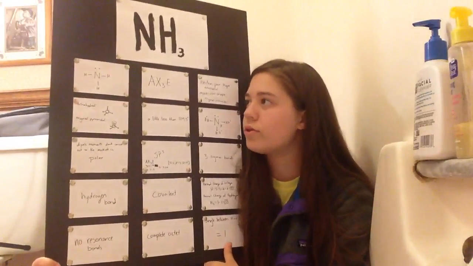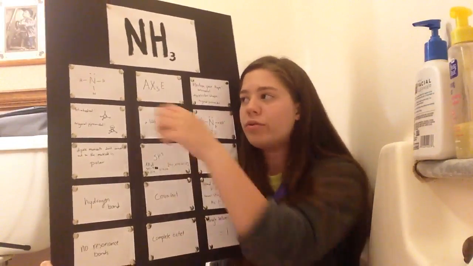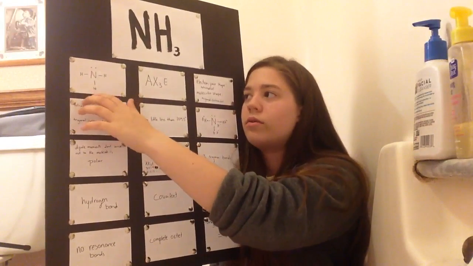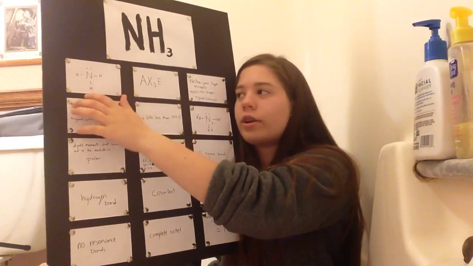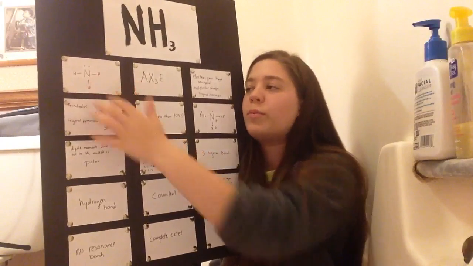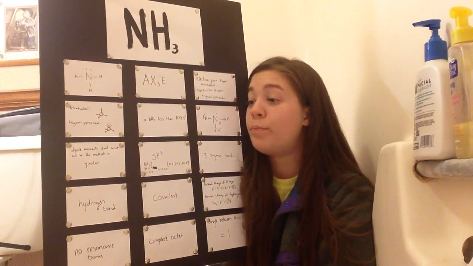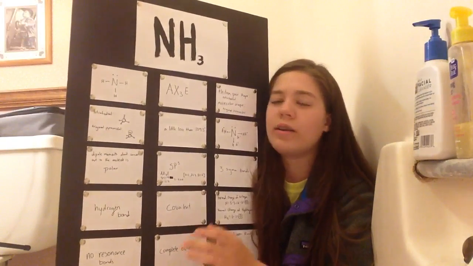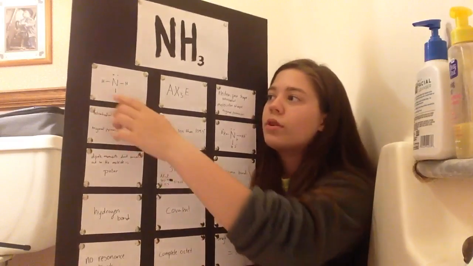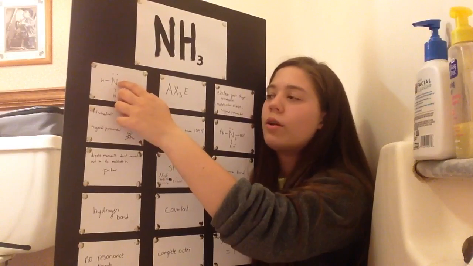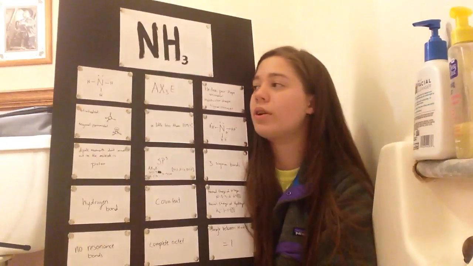Resonance bonds. There are no resonance bonds, because that's when you take the dots from over here and create a double bond. But I don't have to do that, so there are no resonance bonds. And this is a complete octet because the bonds add up to 8, because there's 1, 2, 3, 4, 5, 6, 7, 8, since you count each of these twice because there are 2 electrons in each bond.